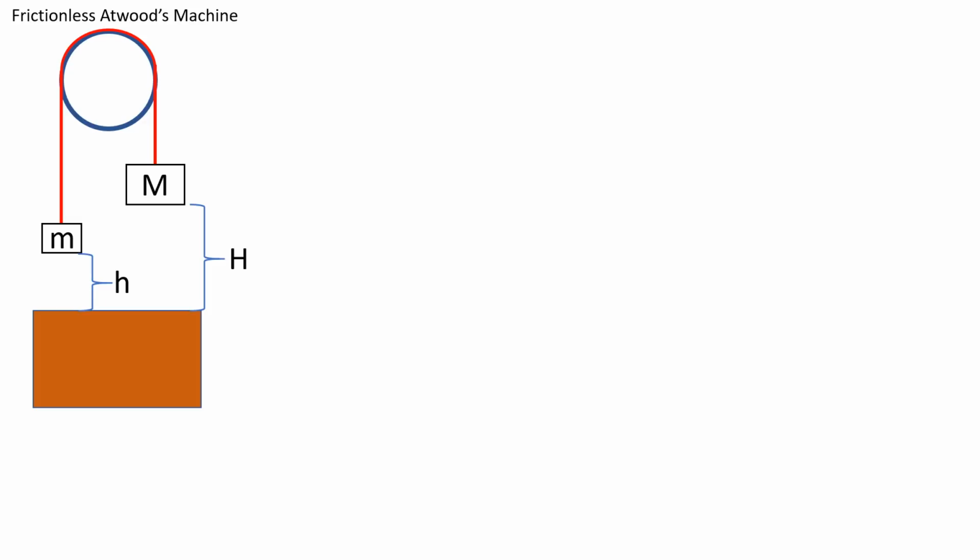The way I'll set it up is I have a mass big M on the one side and a smaller mass little m on the other side. You may be given the numbers, but I'm just going to use these letters. And the mass big M starts a height big H off of a table, and the mass little m starts a height little h off of a table.